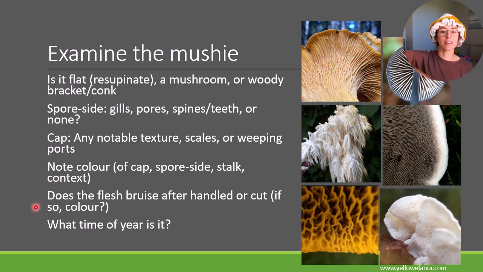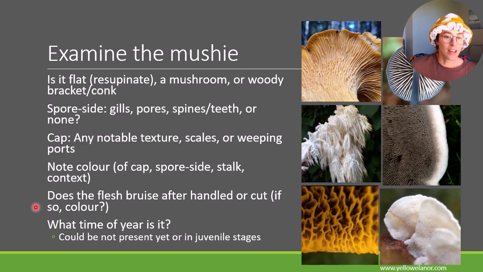There is a cadence to wood decay fungi, so knowing your time of year matters. For example, Armillaria will not fruit in December or January. So if you see something that looks like Armillaria and it's January, it's not, okay? And then just always remember, it could not be present.